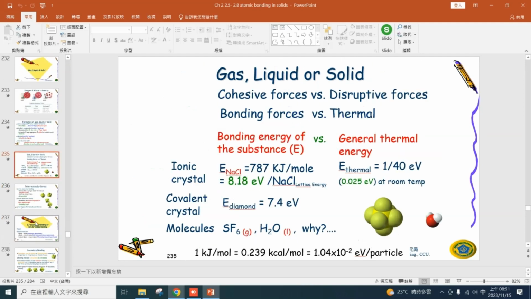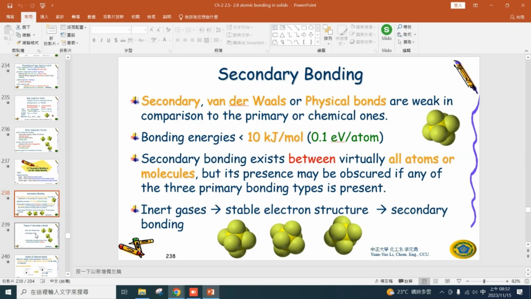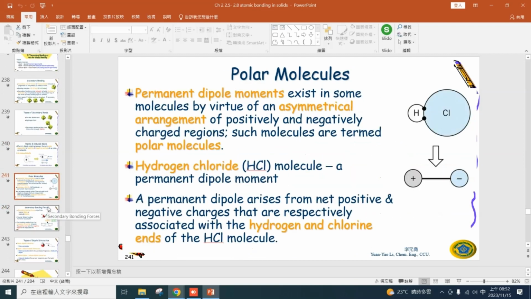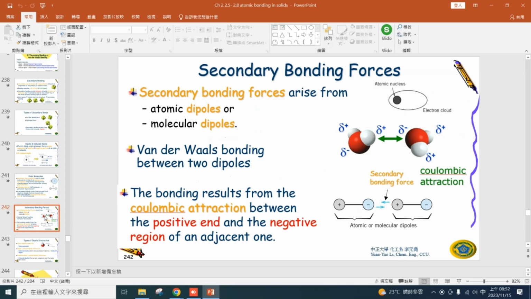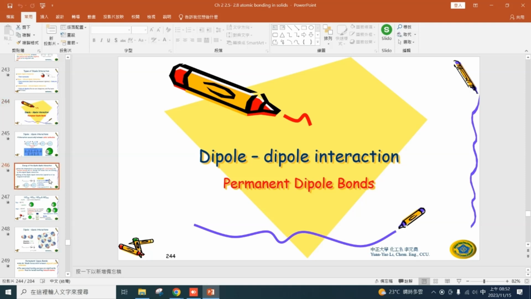This is what we call the secondary bond. We can call it the secondary bond or the van der Waals bond. Before we introduce the secondary bond, we need to know about dipole interactions. Last week we already introduced dipole interaction, right? And we also gave you an example of polar molecules. This is the secondary bond force. I hope you still remember.